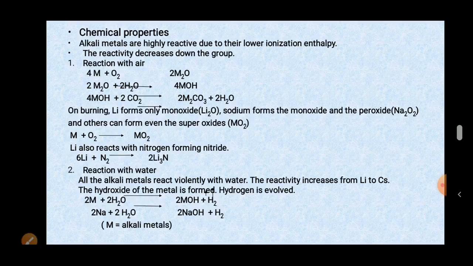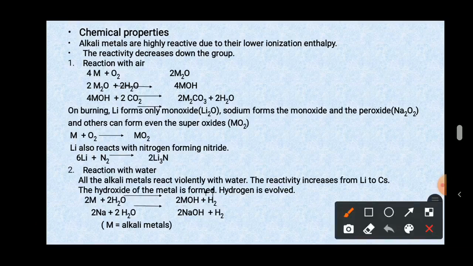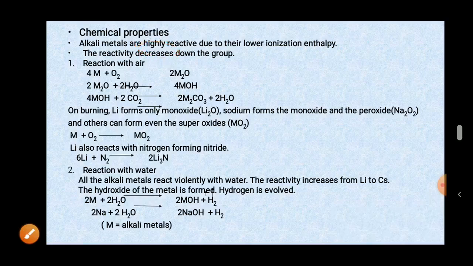The reactivity increases down the group. I made a mistake here. It is not decreases, because as we move down, ionization enthalpy decreases down the group. Based on that concept, reactivity increases down the group. So the first one, reaction with water, and reaction with air.